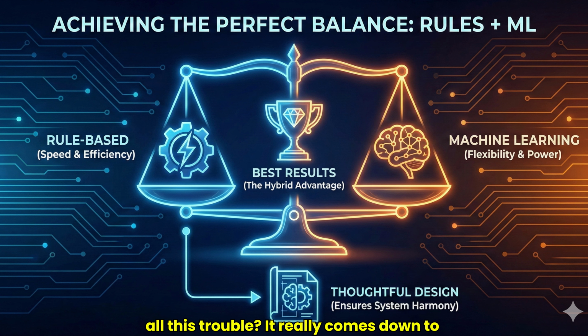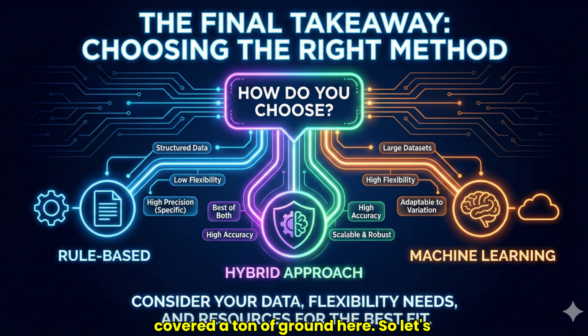So why go to all this trouble? It really comes down to one word: balance. You get the speed and efficiency of rules, plus the flexibility and power of machine learning. That combination often gets you the best possible results. The only catch is that you have to be really thoughtful about the design to make sure the two systems play nicely together. All right, we have covered a ton of ground here.